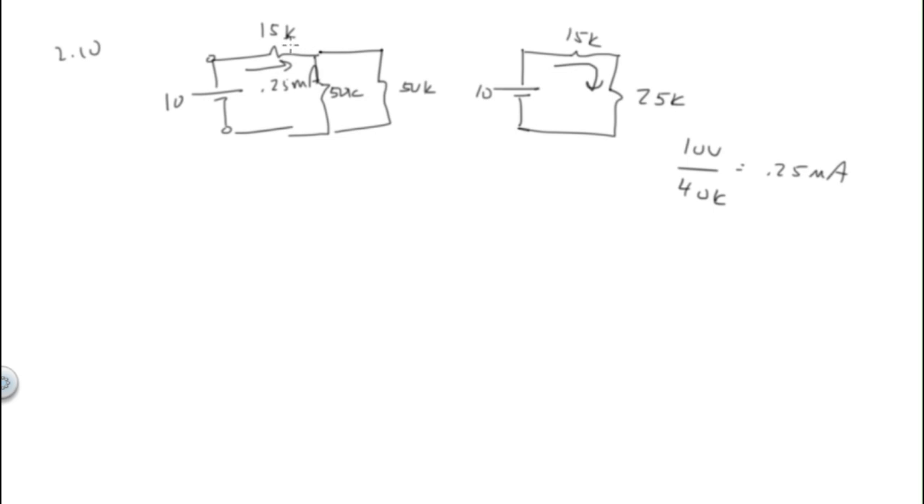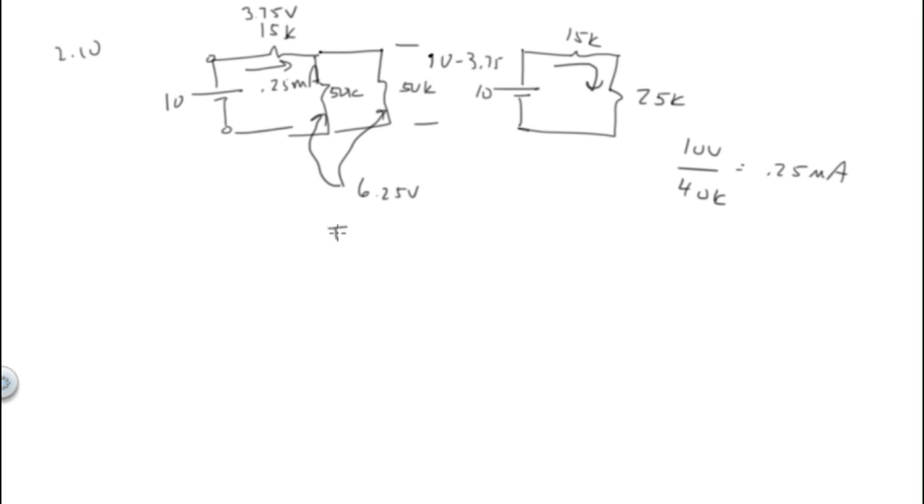Okay, so now I know the current, and I know the resistance, so I can find the voltage. 15 times 0.25 is equal to what? So my voltage across the 15K is 3.75 volts. So if I start at 10, I go down 3.75. What is left? Well, the voltage across both of these is equal to 10 minus 3.75. What is that? 6.25 volts, right? So the voltage across each of those 50K resistors is 6.25 volts. So the voltage here and the voltage here is 6.25 volts.